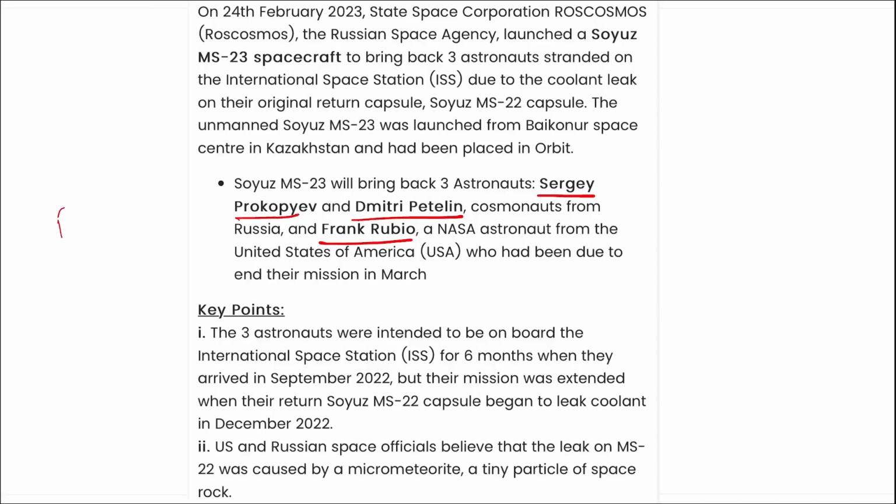If you remember, Russia has also announced its exit from the International Space Station from 2024. That means they will exit the International Space Station from 2024.